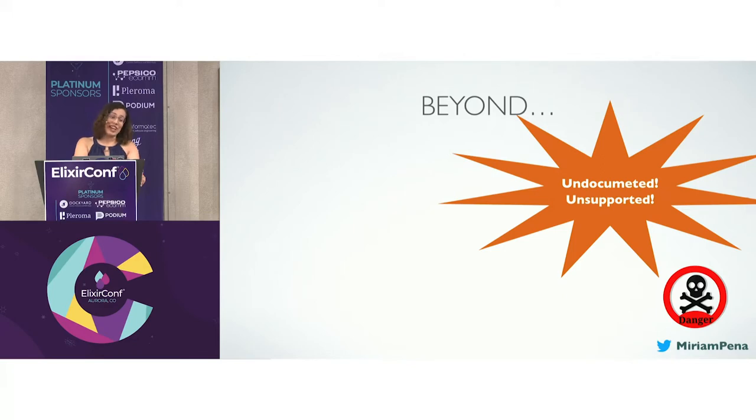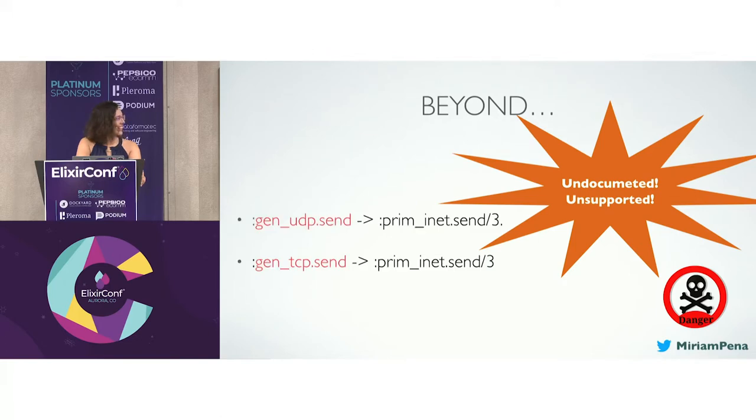And if this is not enough, you can always go for undocumented, unsupported features that can be removed at any time. It's being written out there. There is a function called prim_inet:send that you can use instead of gen_udp and gen_tcp for sending data to your socket. And every thread I've seen continues with: don't use this, don't use this. But apparently people use it and it's more performant. I've never done it myself.